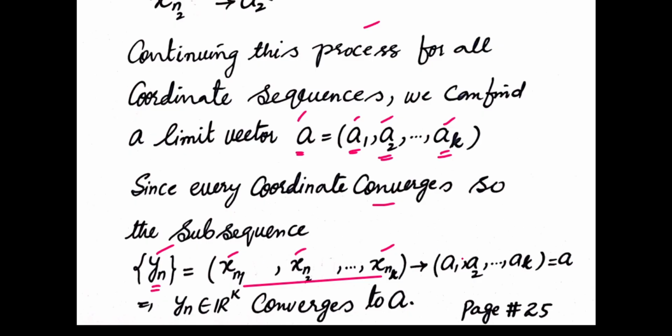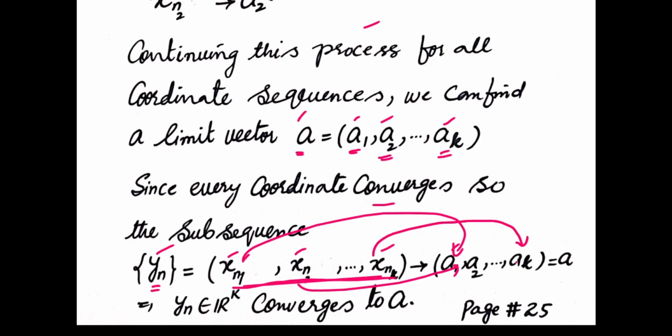this complete sequence, the subsequence denoted by yn, converges to a1 because xn1 converges to a1, xn2 converges to a2, and xnk converges to ak. So finally, this coordinate subsequence converges to this vector, denoted by a. And this shows that your subsequence yn converges to some number a in Rk. So this shows yn belonging to Rk converges to a. That is our target.